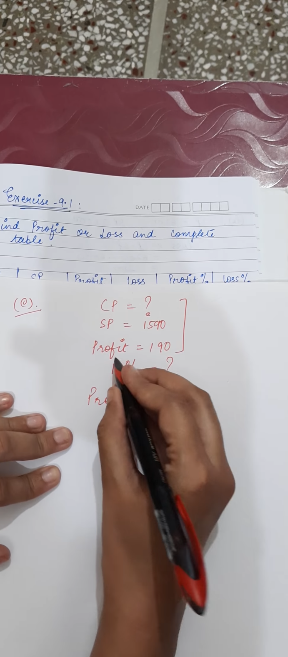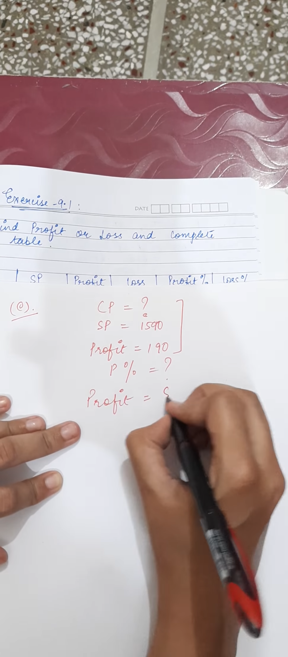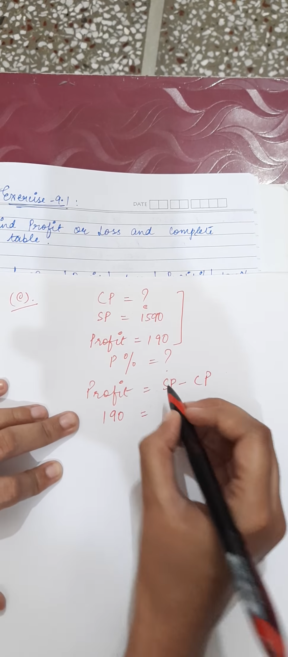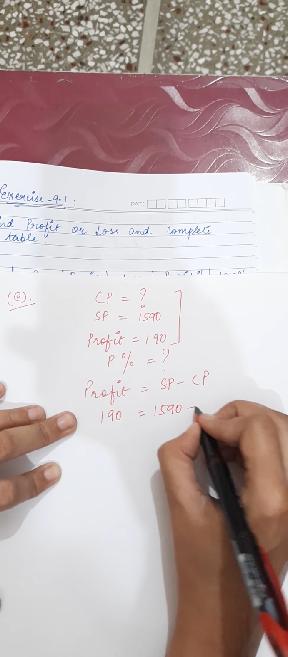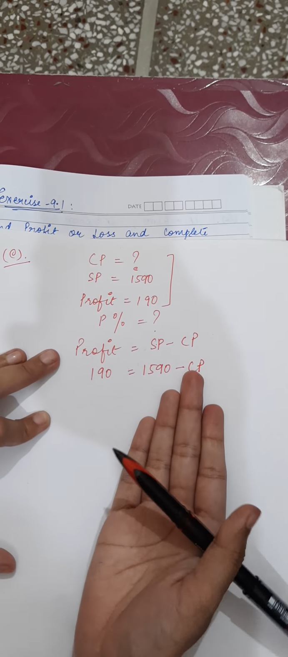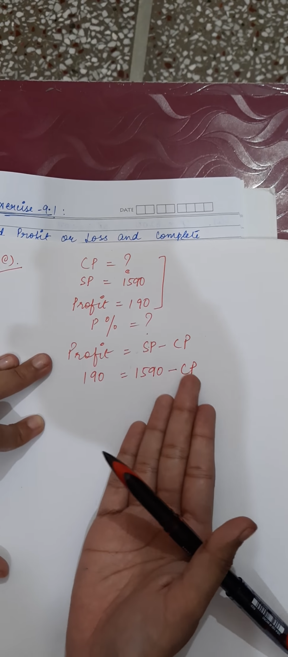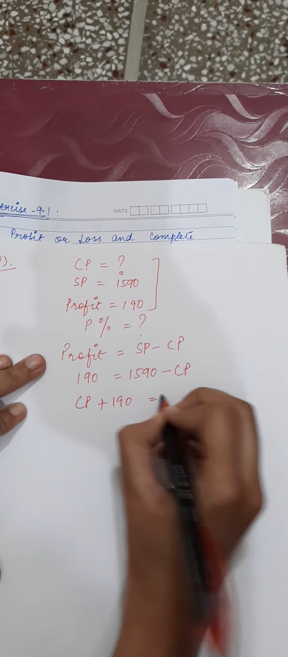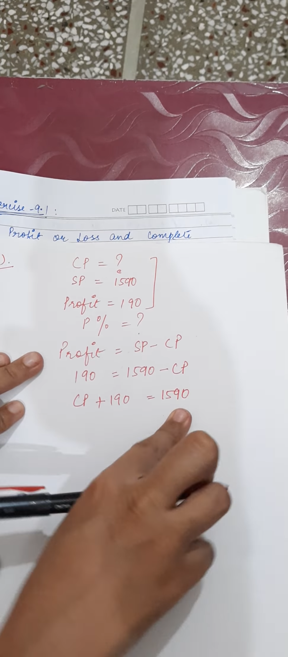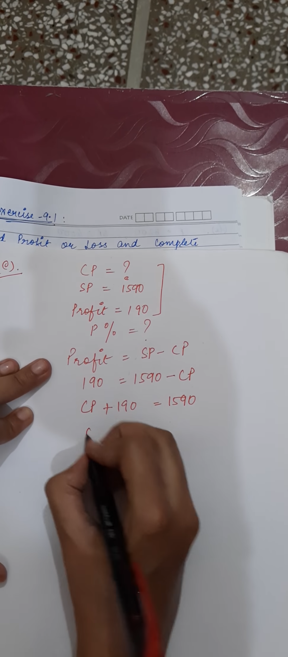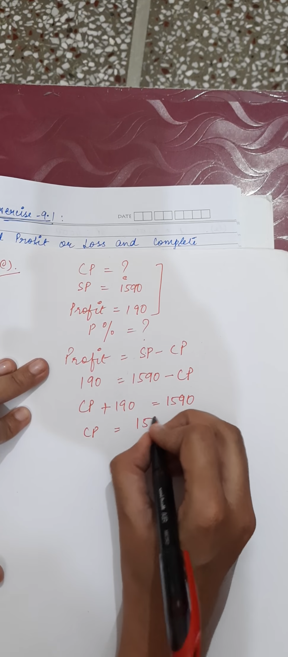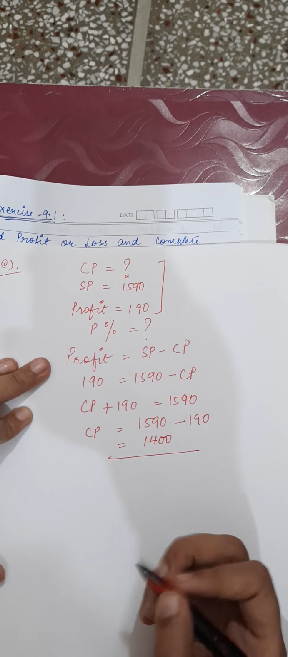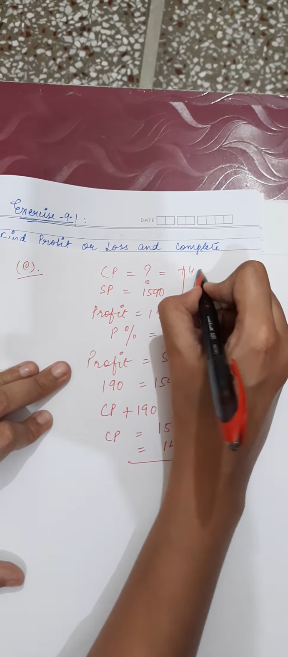Since I have been given profit, the formula for profit is SP minus CP. What is profit? 190. What is SP? 1590 minus CP. Now this CP is negative, so I'm going to take it to the other side and it will become positive. And 1590 will remain as it is. But I want this alone, so 190 will go to the other side. 1590 minus 190, and this will give rupees 1400. So CP came out to be 1400.